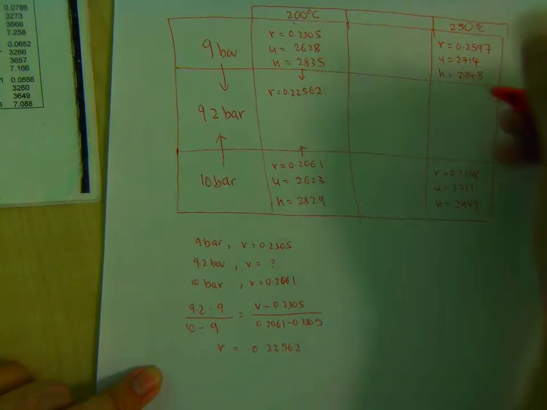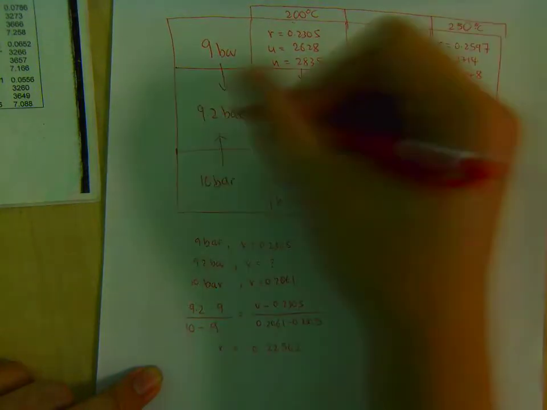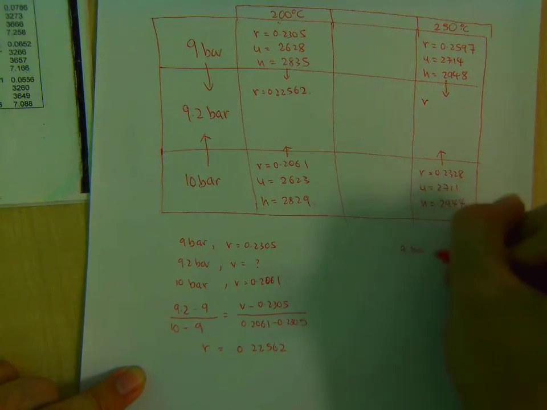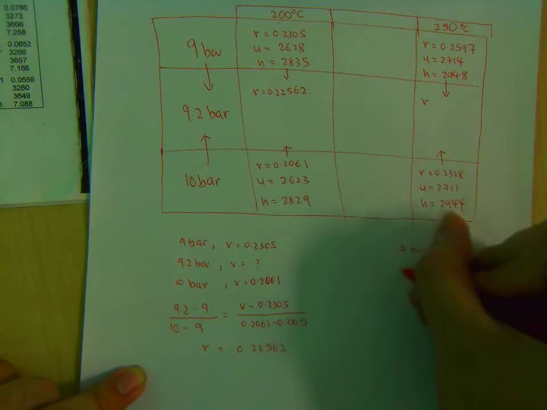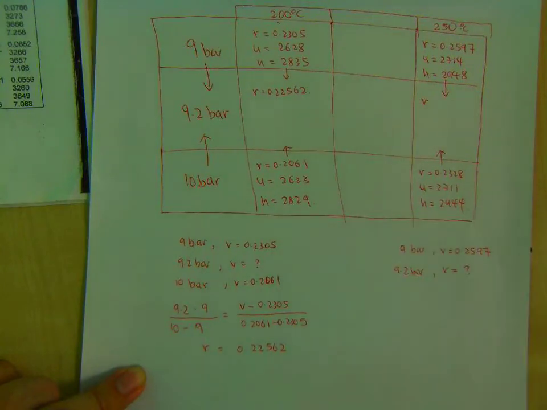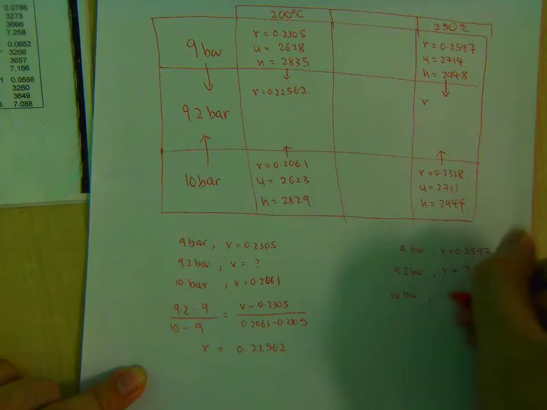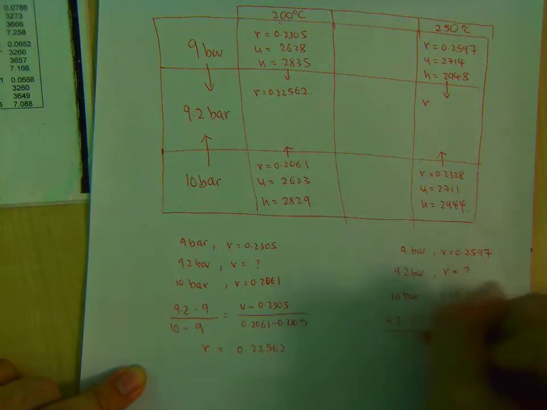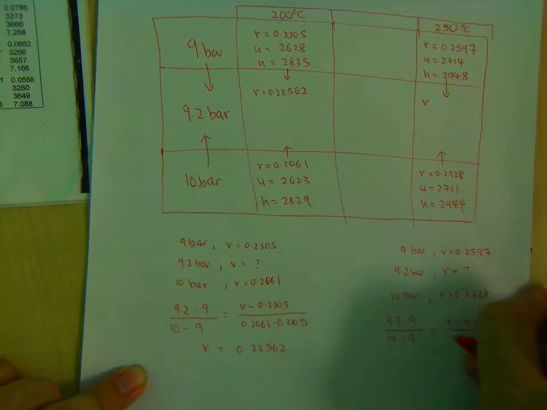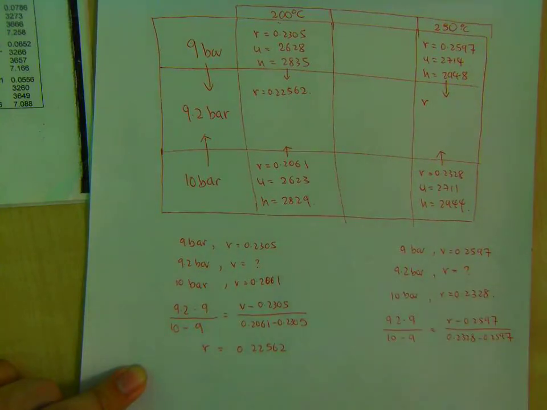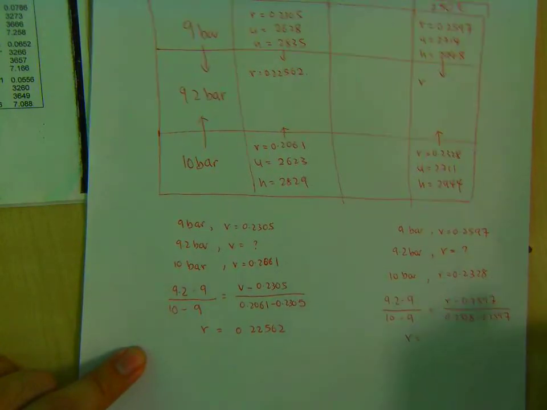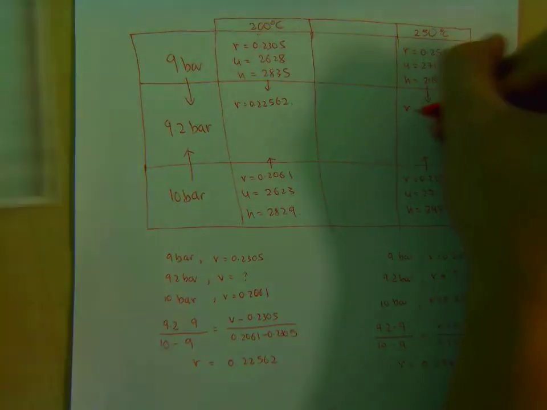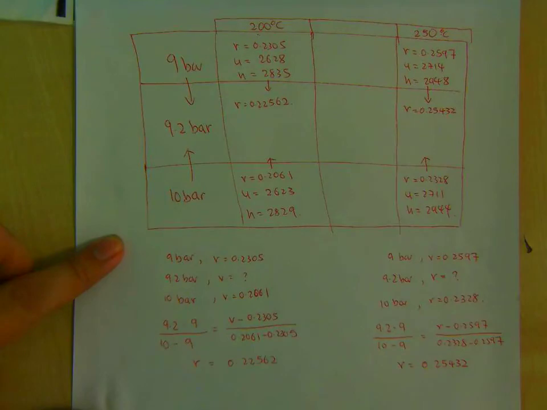I'll just do one set. Now I also want to get the value of V at 9.2 bar at 250. At 9 bar, V is 0.2597. At 9.2 bar, unknown. At 10 bar, V is 0.2328. Middle minus top over bottom minus top. In this case, you will get 0.25432. Let's plug it here.